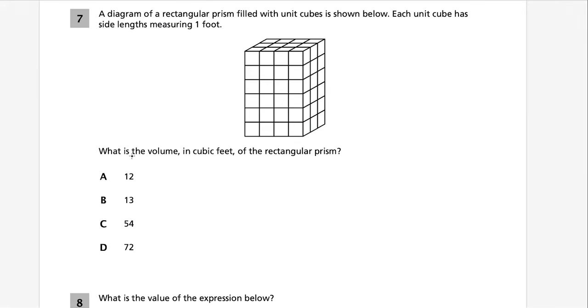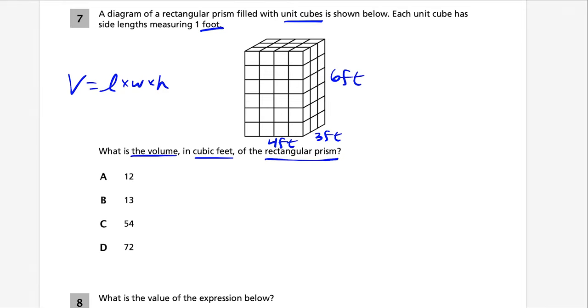So for this question here, we want to find the volume in cubic feet of the rectangular prism. And notice here that each of these cubes are unit cubes, and we're measuring in feet. So once again, volume is equal to length times width times height. So what we have to do is count the number of boxes across. So we're going across 1, 2, 3, 4. So it's going 4 feet across. It's going backwards 1, 2, 3. So 3 feet backwards, and it's going up 1, 2, 3, 4, 5, 6.